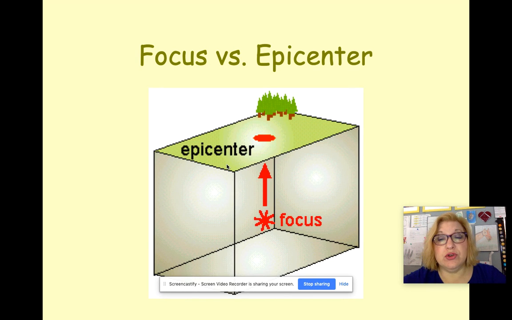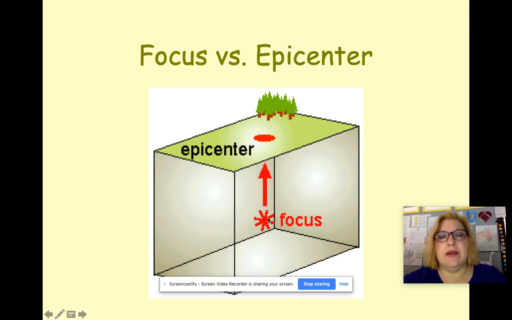So, I want to make sure you guys understand the difference between the epicenter of an earthquake and the focus of an earthquake. The focus is where the break actually occurs in the rocks. So it's usually pretty far deep down below the surface point. The surface point is called the epicenter. So it's kind of like an X marks the spot, sort of a landmark above the focus.